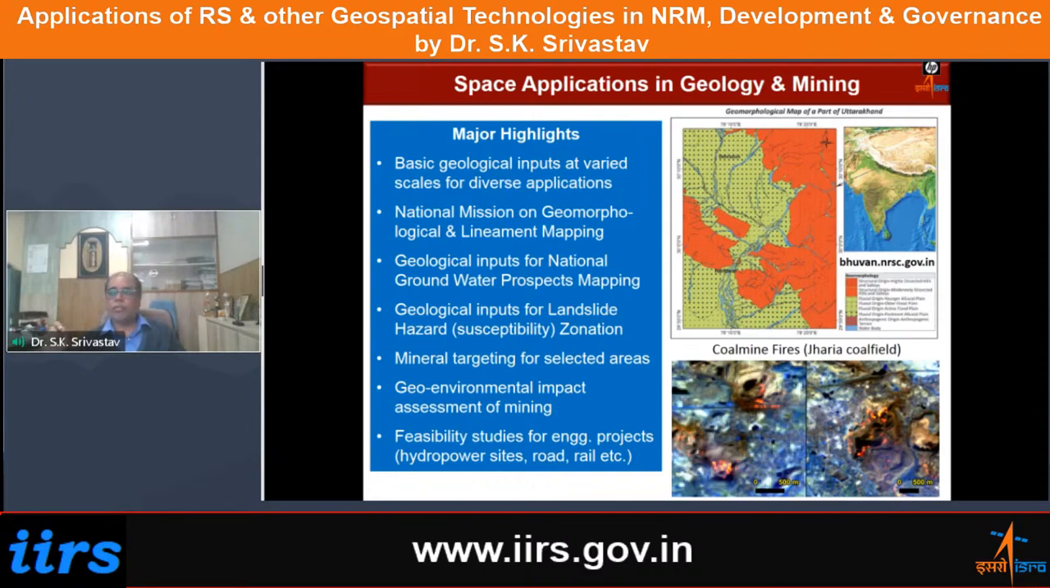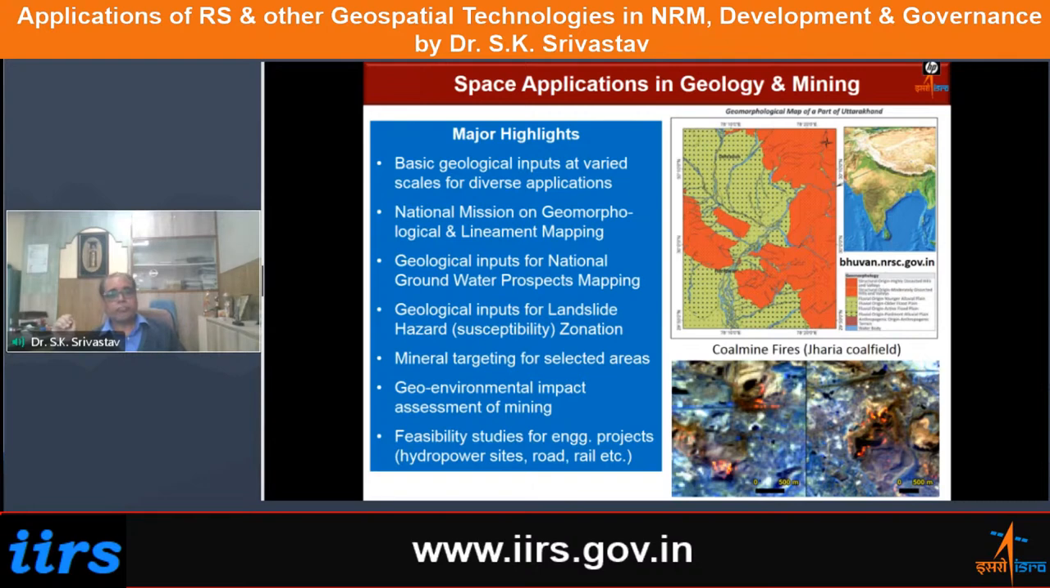And then once you identify the particular minerals on the surface, you try to integrate that information with other information, and then go for field works or field surveys for taking up further investigation. So this is another area.